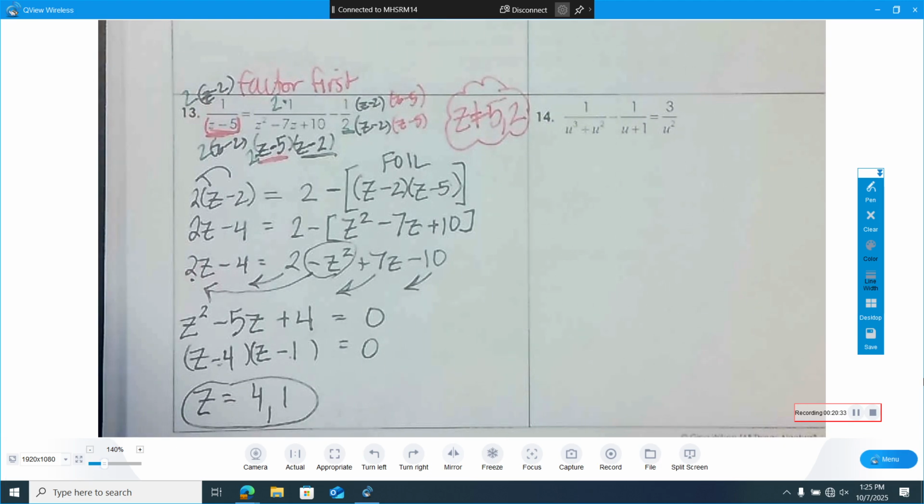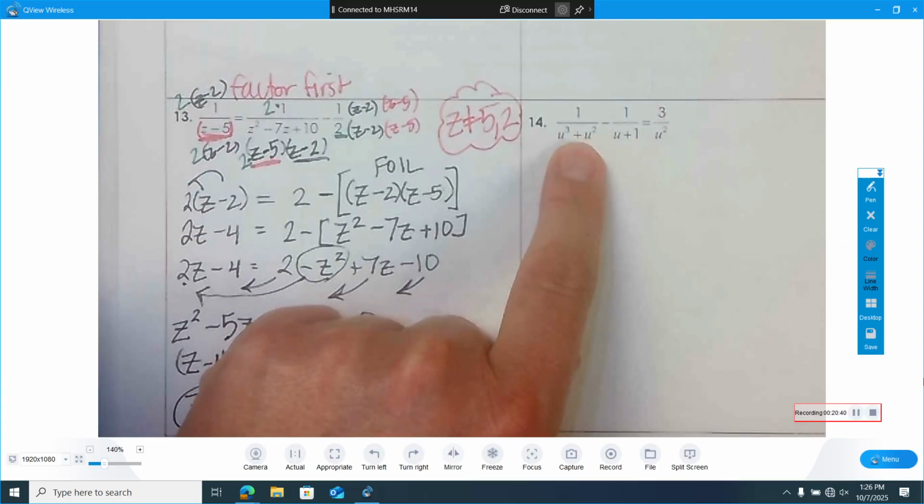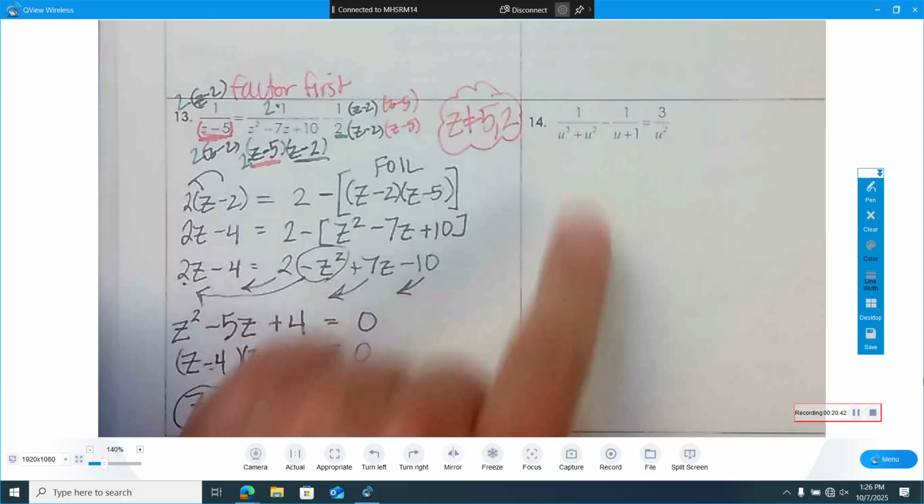All right, last one, number 14. I see binomial. What do I need to do?